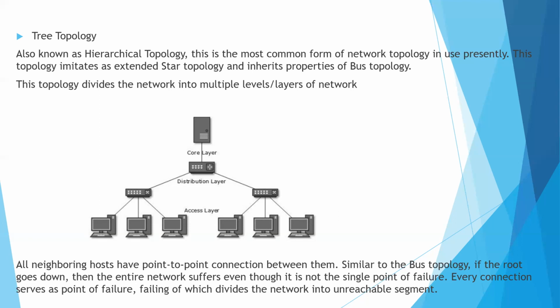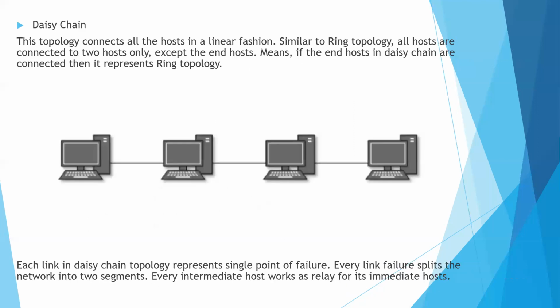Similar to the bus topology, if the root goes down, then the entire network suffers, even though it is not the single point of failure. Every connection serves as a point of failure, failing of which divides the network into unreachable segments. Tree topology is a special type of structure where many connected elements are arranged like the branches of a tree.